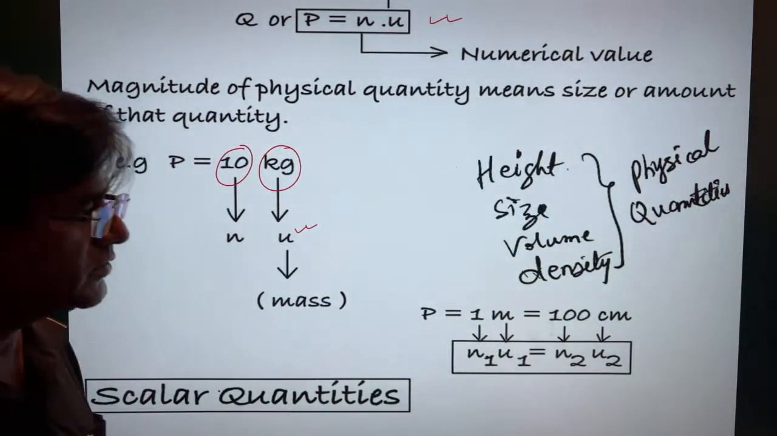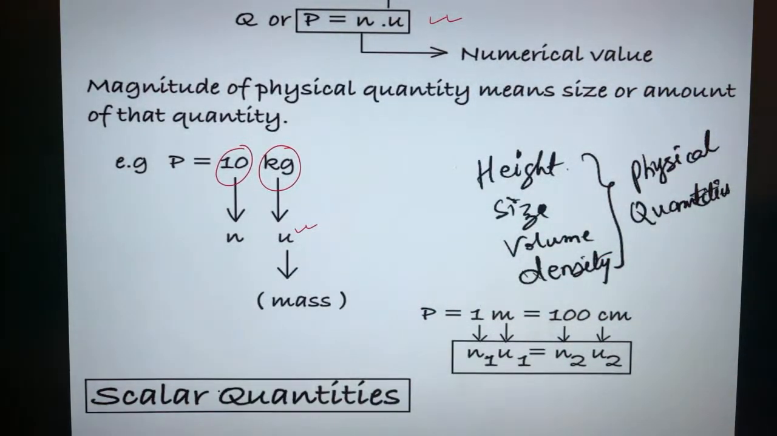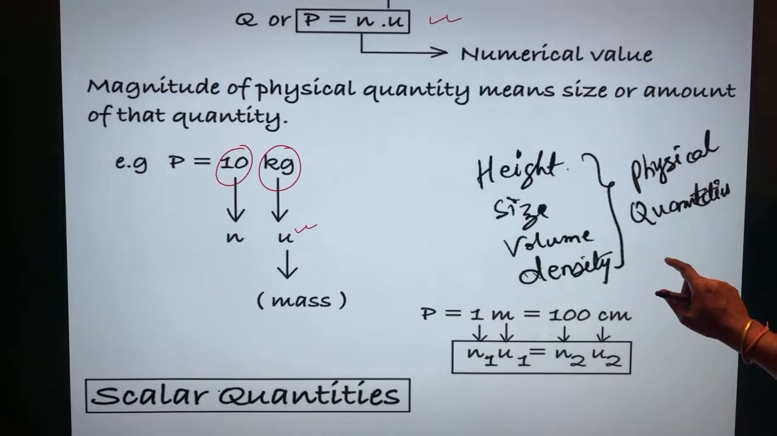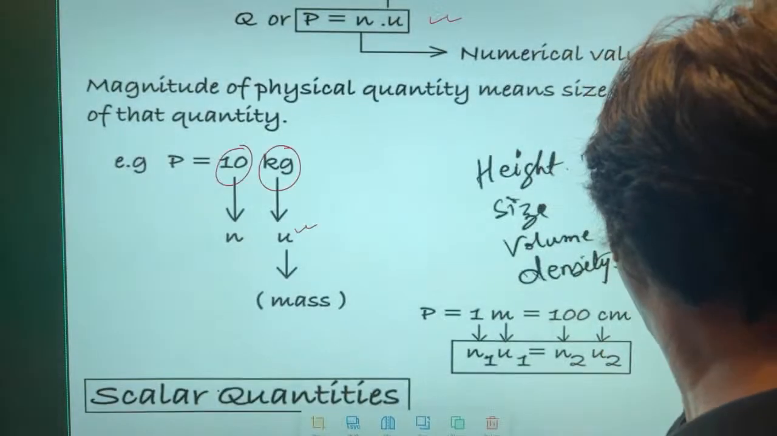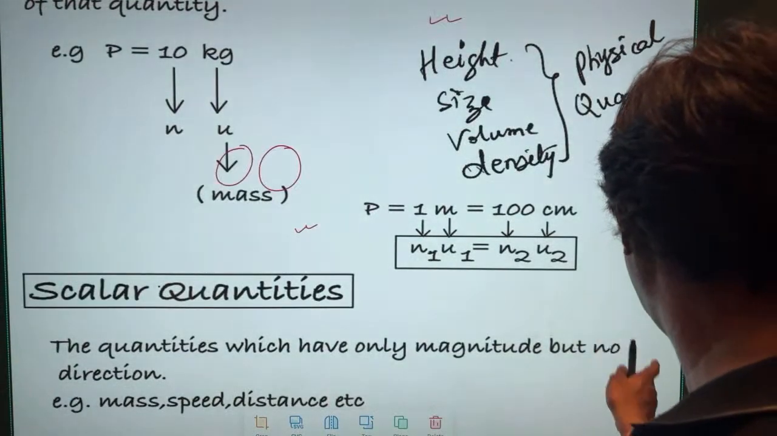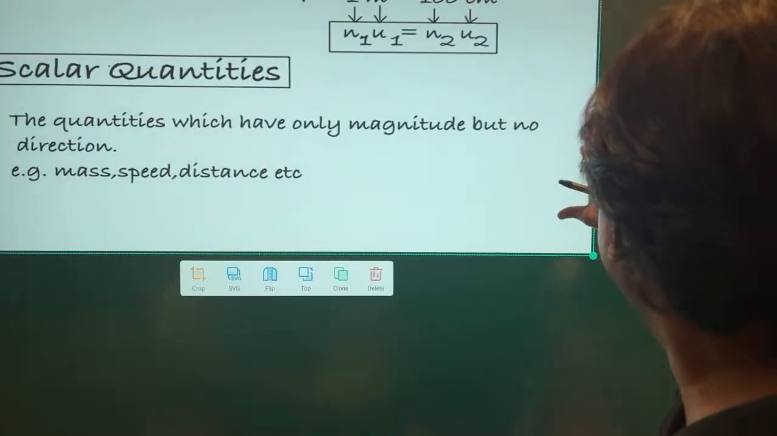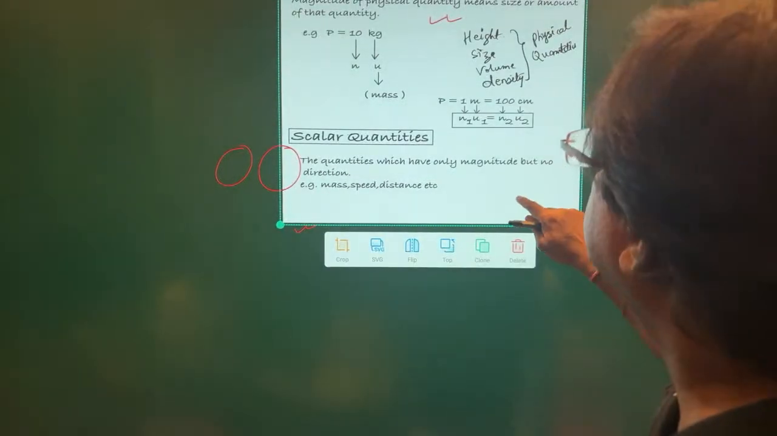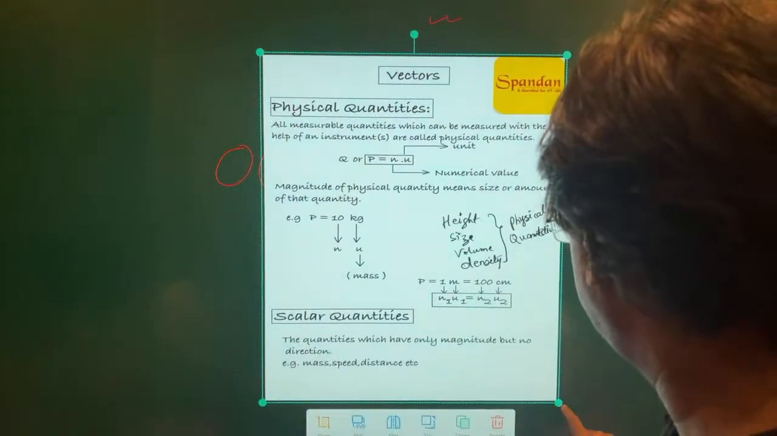Now we will discuss physical quantities, of two types, that is scalar and vector. There are two types of physical quantity which we have to study in the class 11 syllabus, and these two types of quantities are called scalar and vector quantities, right?